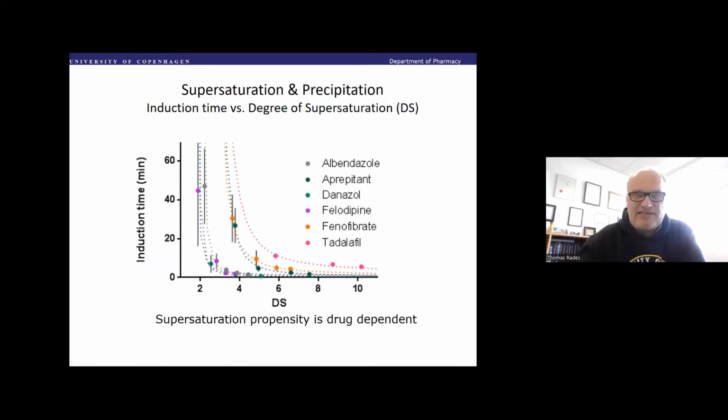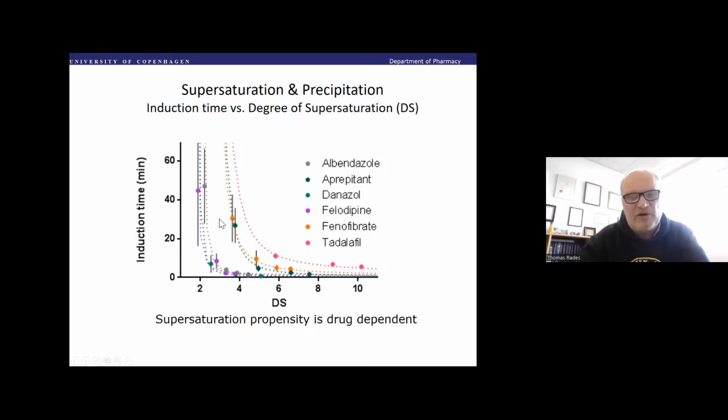And that allows us to compare different drugs. And now we can look at these drugs according to their ability to supersaturate, and also at degrees of supersaturation that will be maintained for very long times. So for these drugs here, not a high degree of supersaturation can be maintained for very long times, but for these drugs here, a higher degree can be maintained for a longer time.